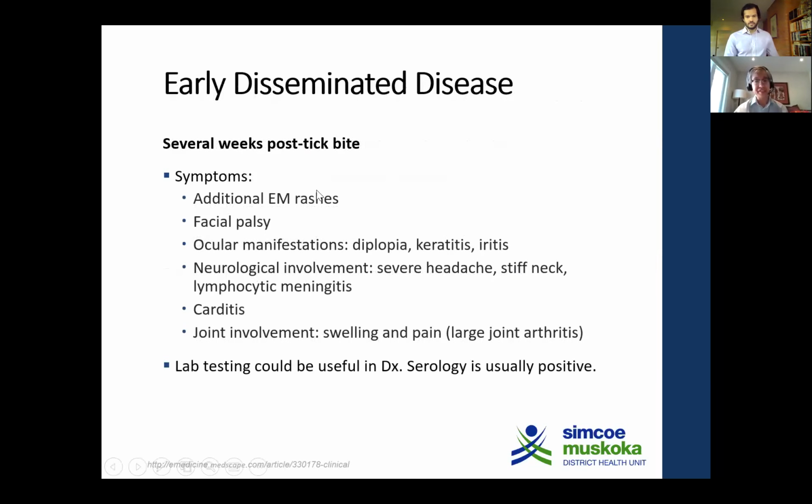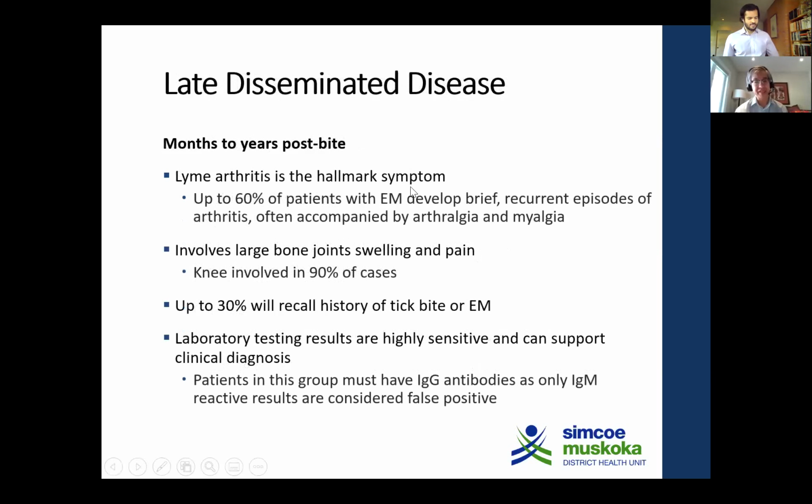In early disseminated disease, you start to see some of the neurological involvement, the carditis and the arthritis. We're trying to avoid this, obviously, by identifying early, if possible, and treating during the first 30 days. And then in late disseminated disease, you can get Lyme arthritis. Although the testing is highly sensitive at this time, again, we have missed an opportunity to treat these cases early.